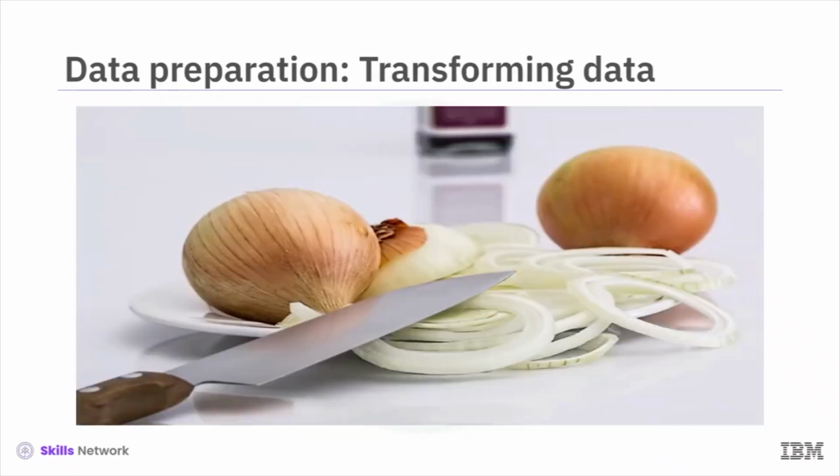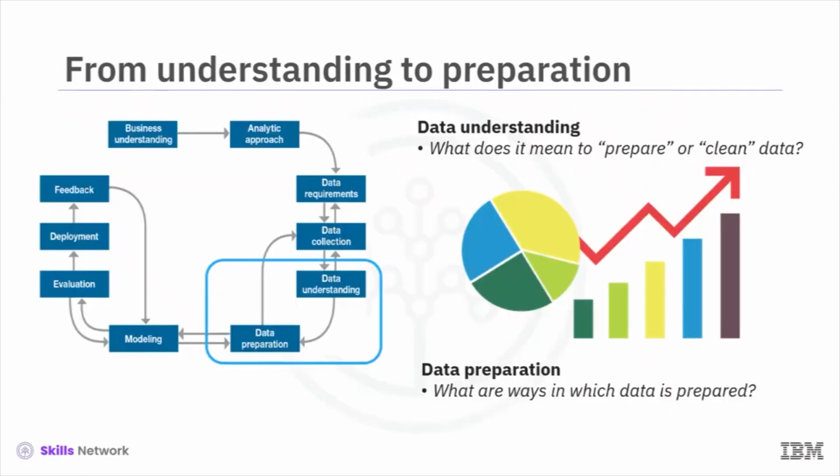To continue with our cooking metaphor, we know that the process of chopping onions to a finer state will allow its flavors to spread through a sauce more easily than would be the case if we were to drop a whole onion into the sauce pot. Similarly, transforming data in the data preparation phase is the process of getting the data into a state where it may be easier to work with. Specifically, the data preparation stage of the methodology answers the question, what are the ways in which data is prepared?